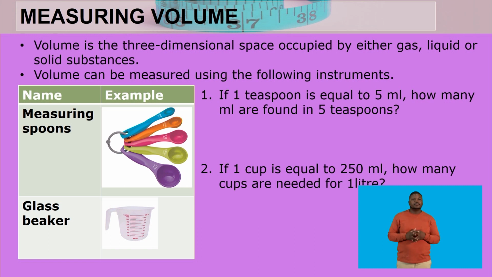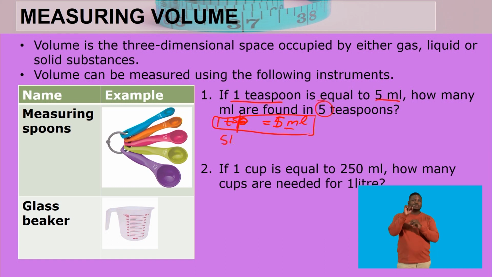Question 1 says, if 1 teaspoon is equal to 5 milliliters, how many milliliters are found in 5 teaspoons? So we are given that 1 teaspoon is equal to 5 milliliters. You can write this conversion down. Remember, teaspoon can be abbreviated as TSP, which is equal to 5 milliliters. You can write this as your conversion factor. Now, what are we calculating for? For 5 teaspoons to milliliters.